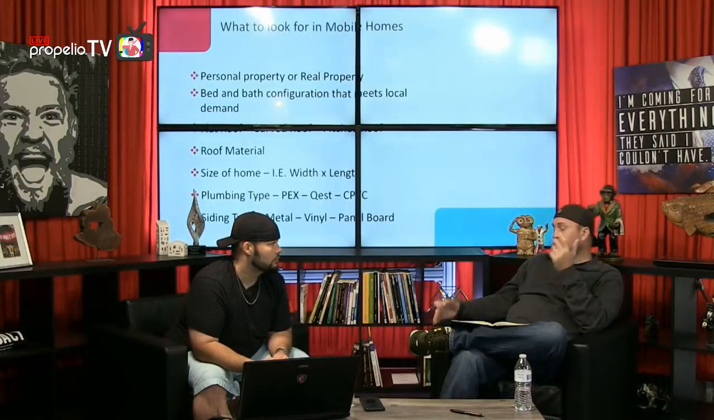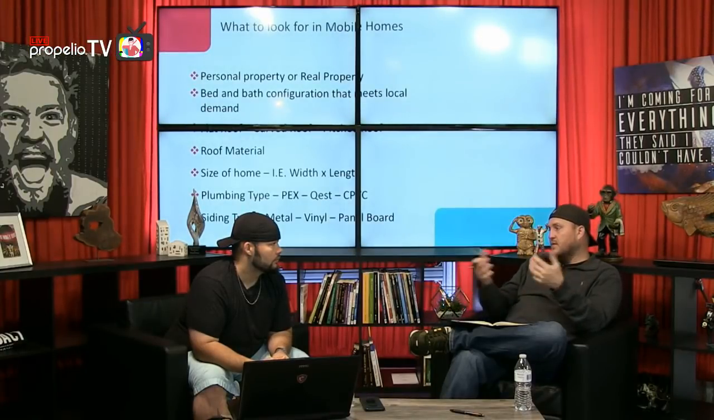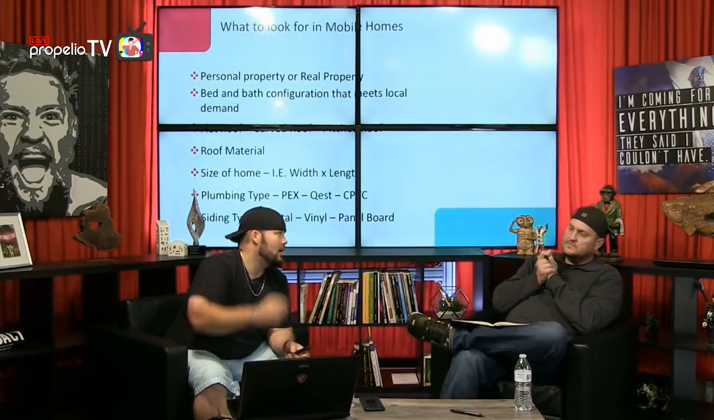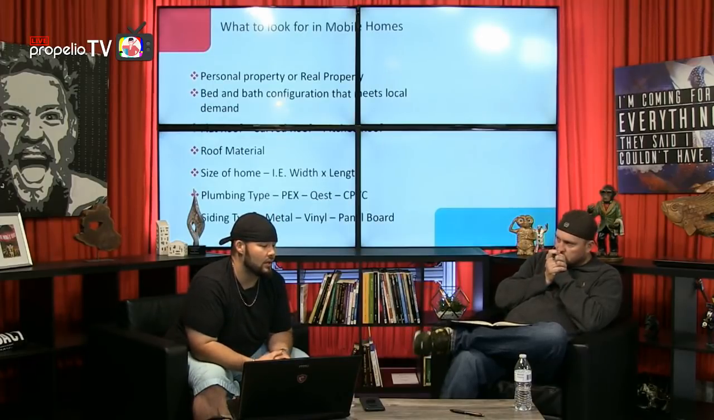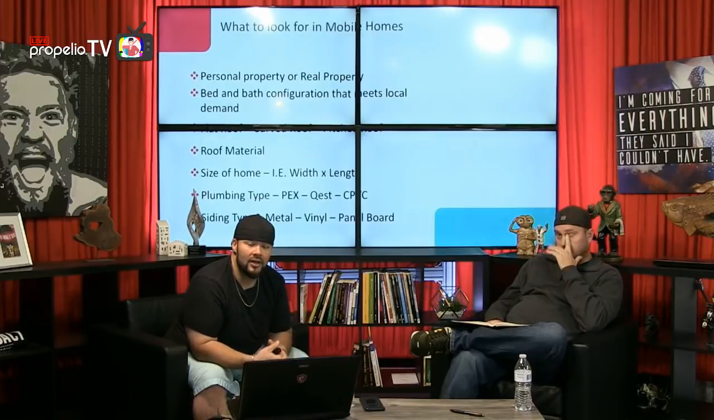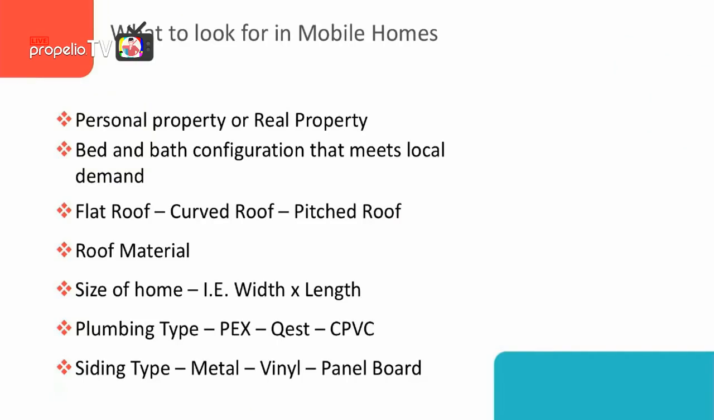So it keeps the moisture from coming up through the bottom of the floor, and it also keeps the cold weather away from your piping. So we need to look at the belly. Other thing I always like to look for is the siding type: metal, vinyl, or panel board. I prefer metal homes. It's just so much easier to clean them up, although I've bought plenty of panel boards and I found a different way of cleaning those up that I'll discuss here in a little bit.